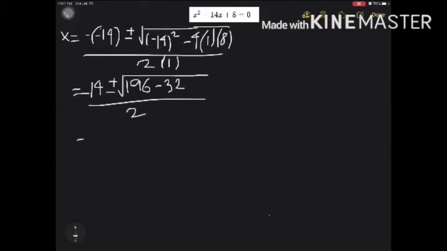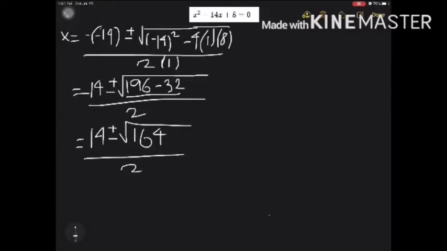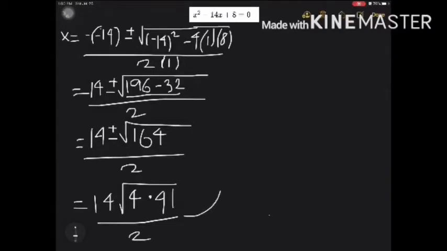The next step, we are going to find the difference between 196 and 32. The difference between them will be 164 over 2. Then the next thing we're going to do is factor 164. So when you factor 164, we are going to get 4 multiplied by 41, over 2.